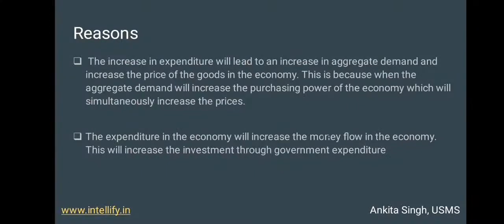Reasons: the increase in expenditure will lead to an increase in aggregate demand and increase the price of the goods in the economy. This is because when the aggregate demand increases, the purchasing power of the economy increases, which will simultaneously increase the prices. The expenditure in the economy will increase the money flow in the economy. This will increase the investment through government expenditure.